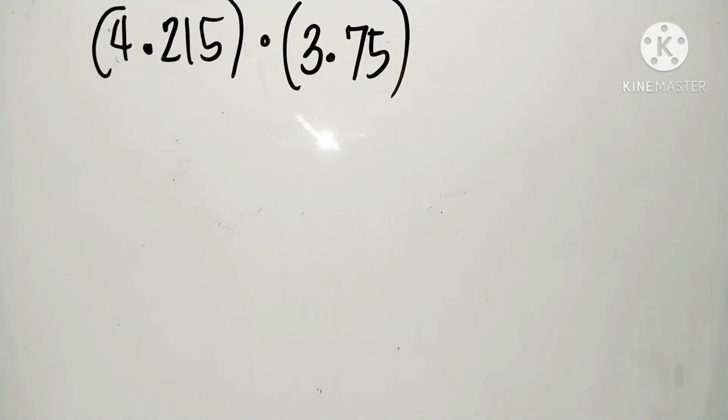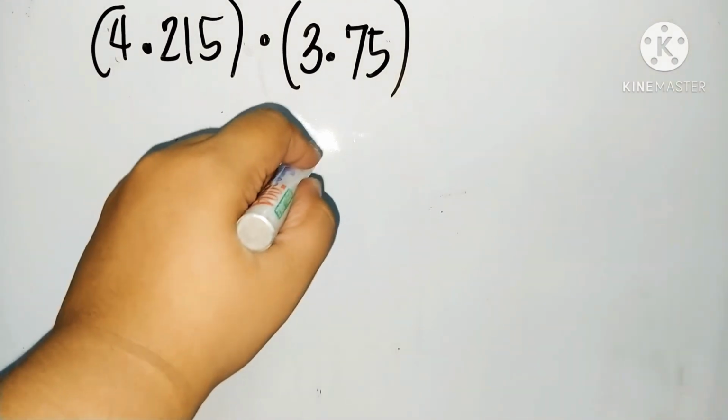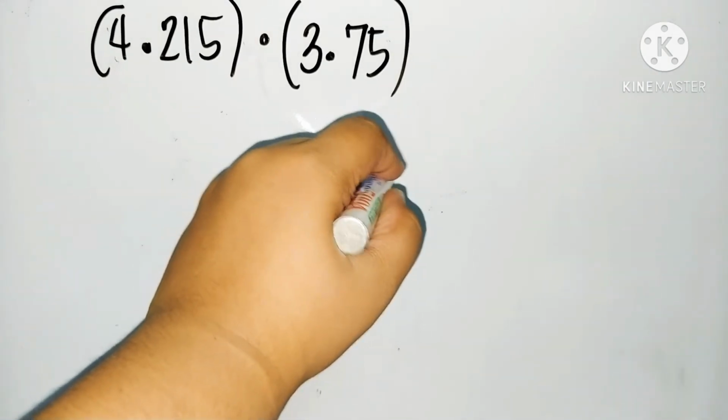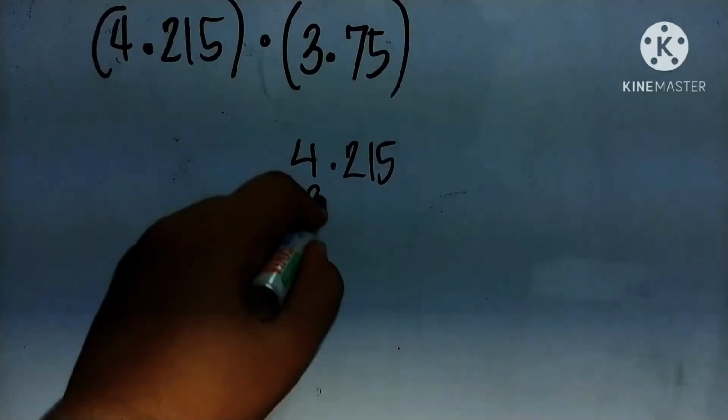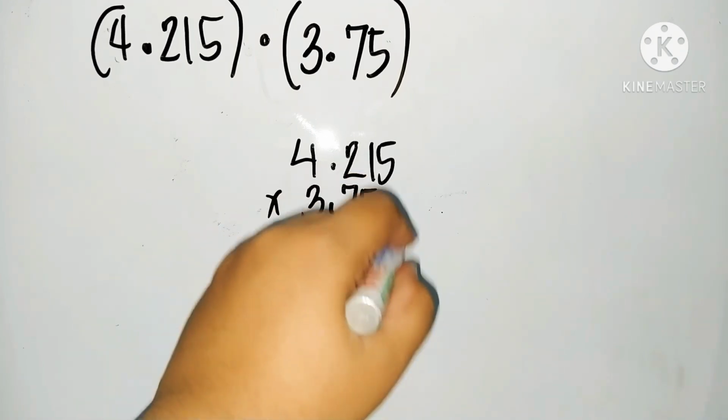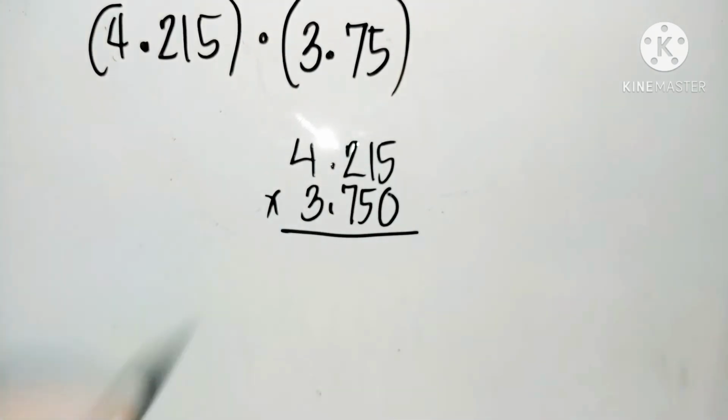Ito naman, itry natin yung 4 and 215 thousandths times 3 and 75 hundredths. Kagaya kanina, wala naman magbabago sa steps. Gawin na natin. Meron tayong 4 and 215 times 3 and 75. So, lalagyan ko lang ng 0 sa dulo para di tayo malito.